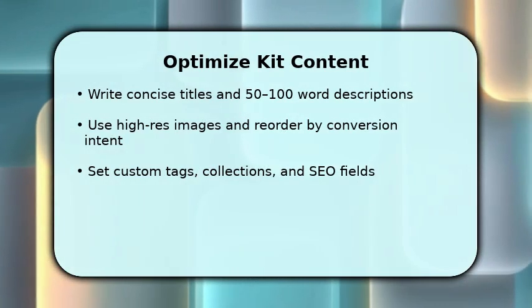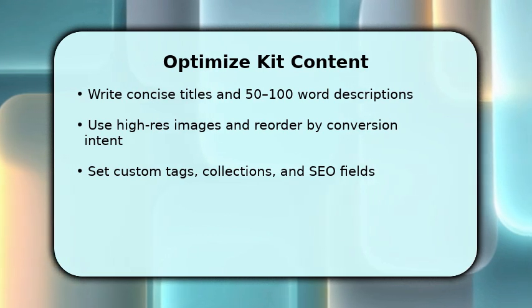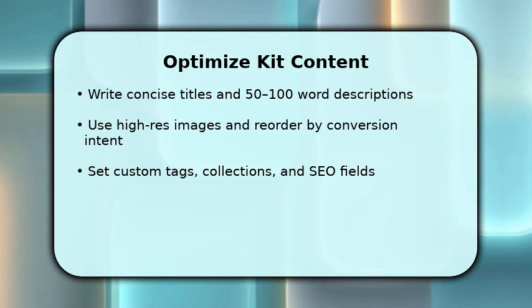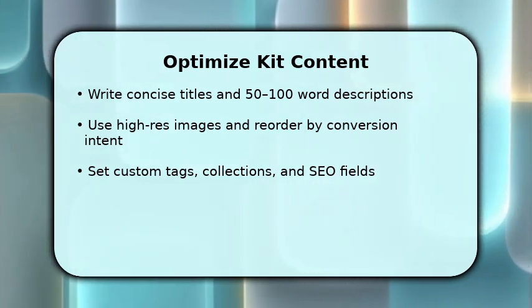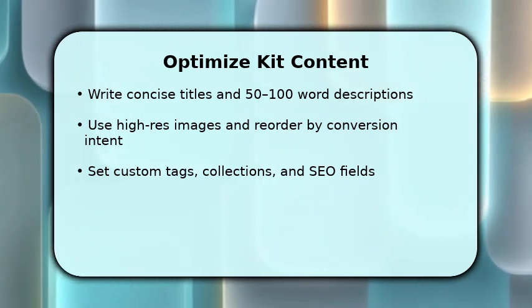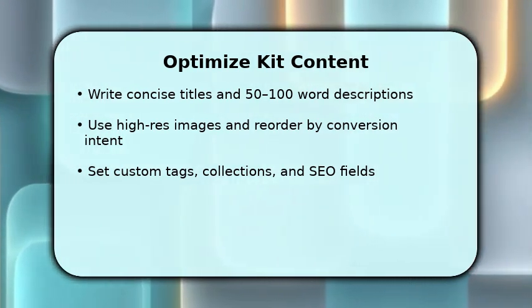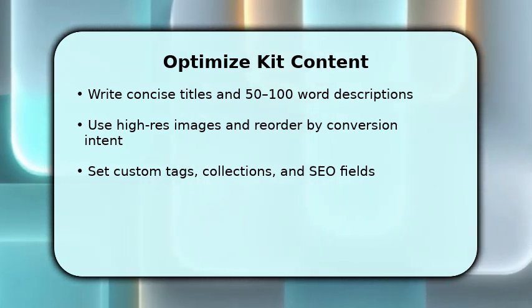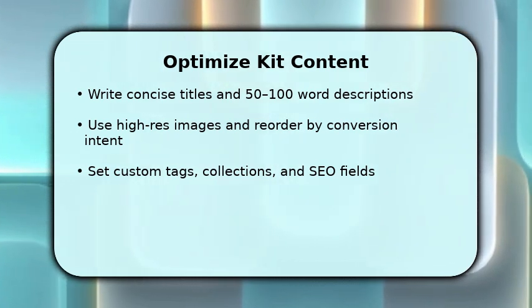Once your basic kit exists, you optimize each entry so people buy. You should write tight, benefits-driven titles and 50 to 100 word descriptions explaining why each product matters. Meanwhile, upload high-resolution images and reorder items so the highest converting or highest margin products appear first. Make sure to add tags, group items into subcollections, and fill SEO fields to increase discoverability. Also test 2 thumbnail options.